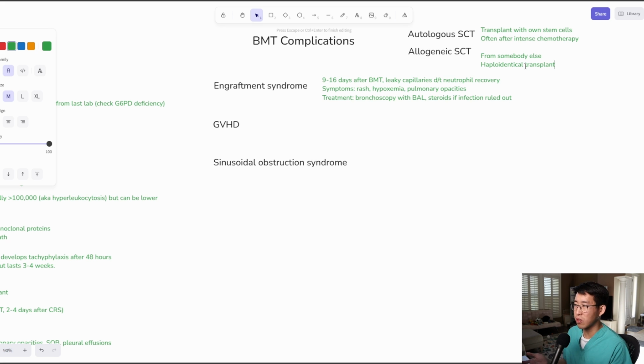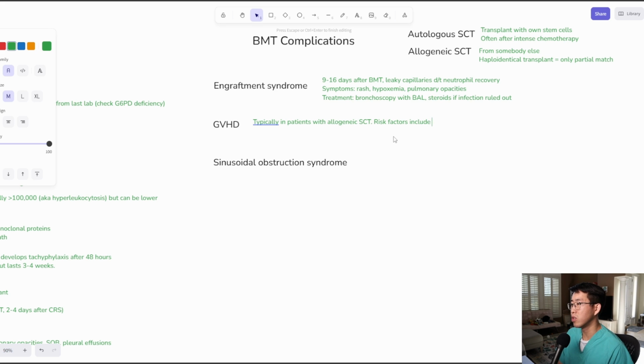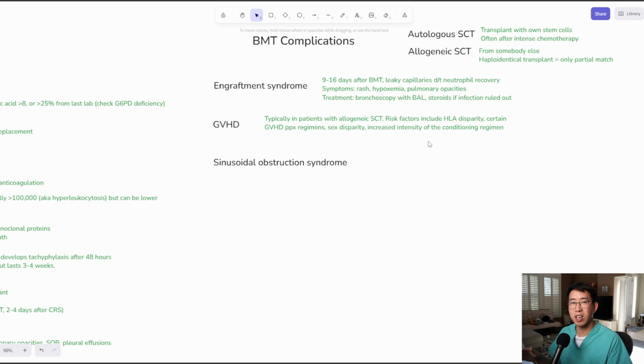And so they are even less of a match than a typical transplant, and maybe that will even increase your risk of graft versus host disease even more. So getting back to graft versus host disease, this is typically in patients who have had an allogeneic stem cell transplant. So risk factors include HLA disparity, certain GVHD prophylaxis regimens, as well as a sex disparity between the donor and the recipient, as well as increased intensity of the conditioning regimen, which is basically the process of killing off all the bone marrow that is pre-existing in order to prepare the bone marrow to accept the new transplant.